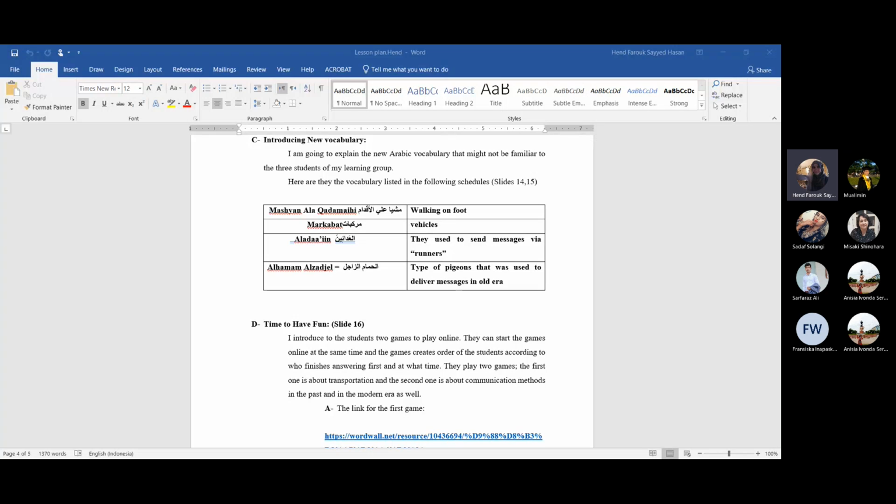Then everything till now is the text that is supposed to be introduced to the students. Then they are supposed to conduct a silent reading to read it carefully. Then they get to know that the text is divided into two parts. The first part is about transportation in old times and modern times. Then the second part of the text is talking about communications.